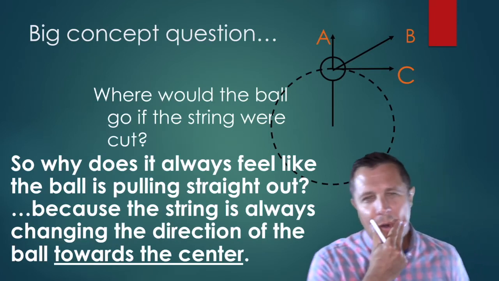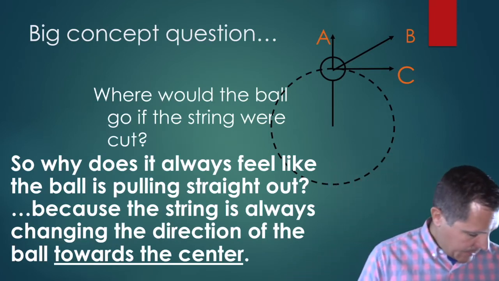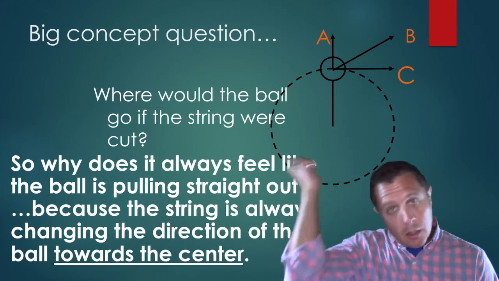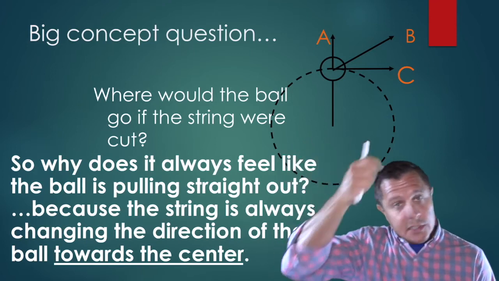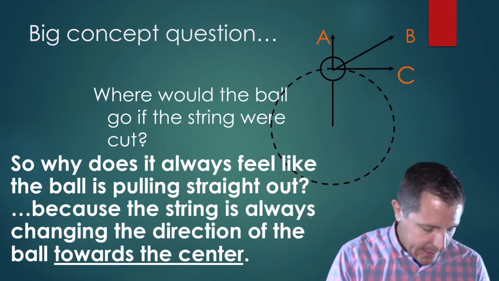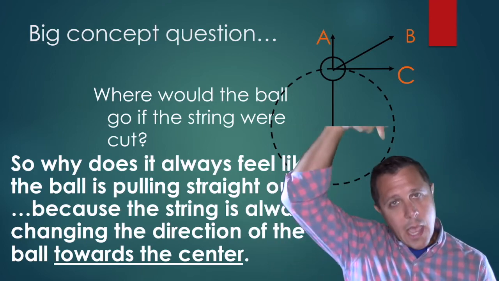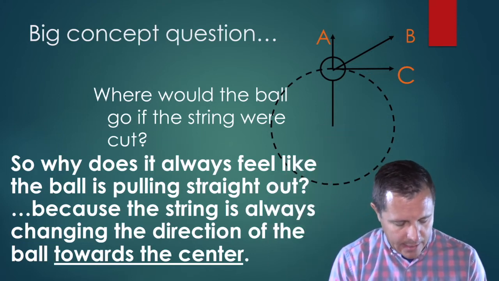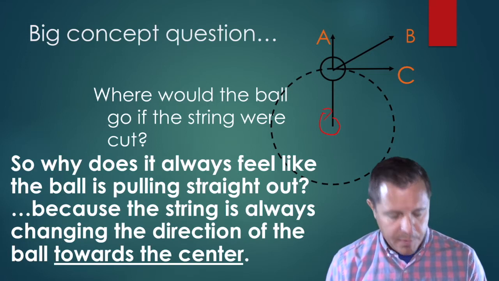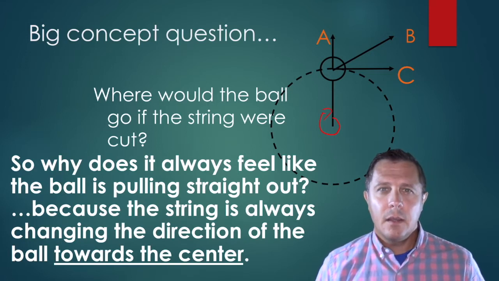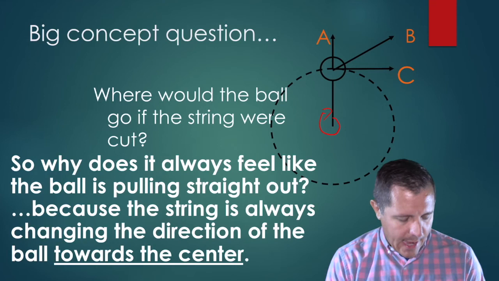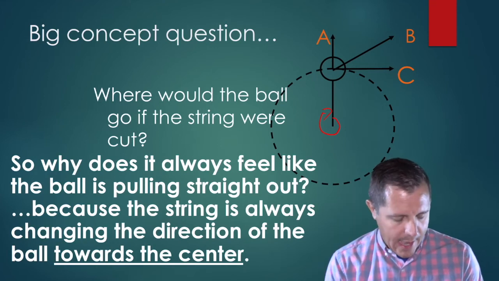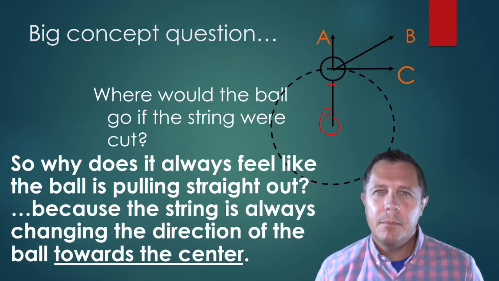So I have a question for you. I want you to look at this picture here. Let's say this is me spinning a ball above my head. It's flat above my head and you are looking down on top of me right now. So I have this ball spinning around my head, and again, the ball is spinning clockwise. Let's say that I had a blade and I was going to cut the string right here at this instant in time.